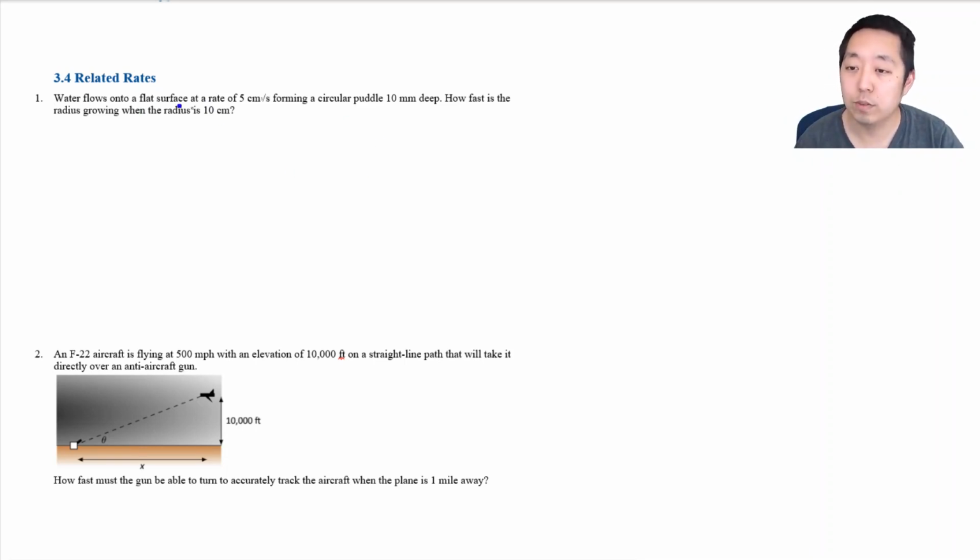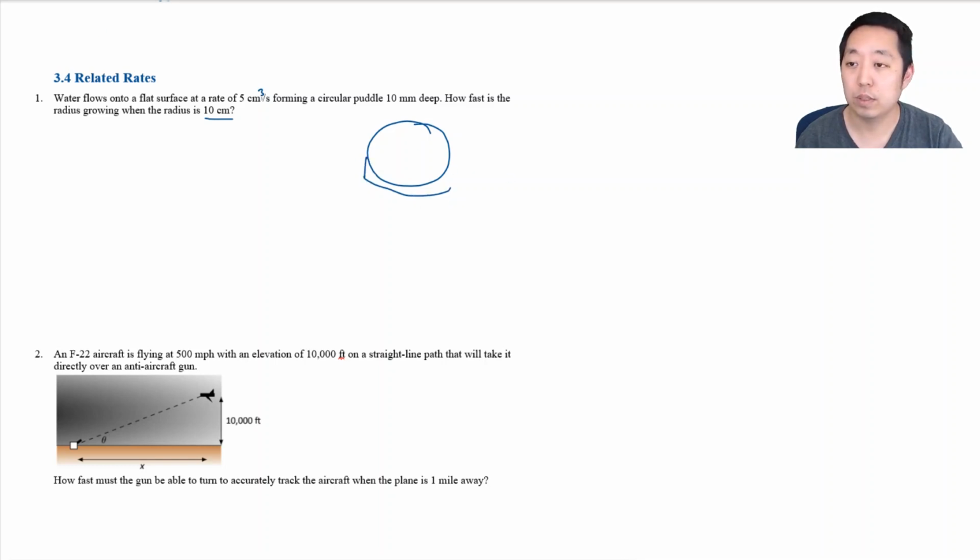So water flows into a flat surface at a rate of 5 cubic centimeters per second, forming a circular puddle 10 millimeters deep. How fast is the radius growing when the radius is 10 centimeters? Okay, so what I like to do is attempt to assign a name or a variable to each of these numbers and understand what is relating. So I have a circular puddle that is 10 millimeters deep.